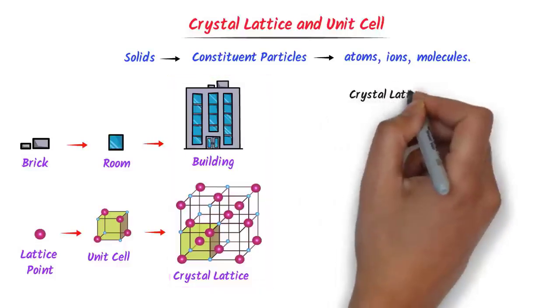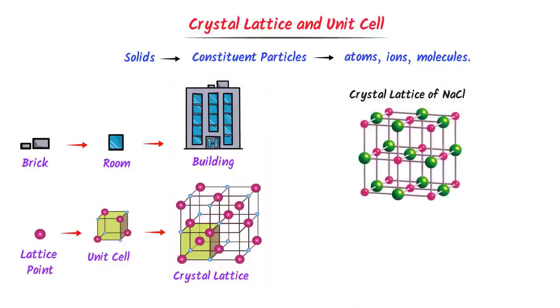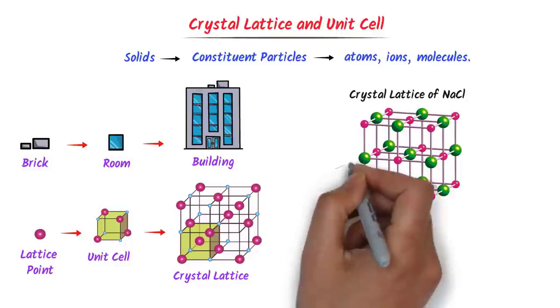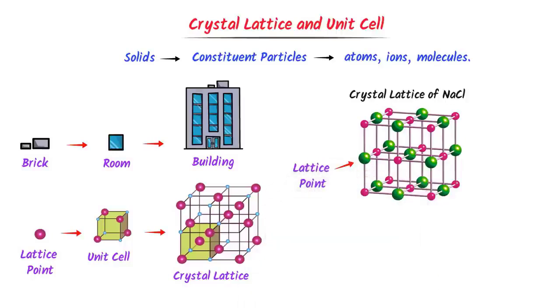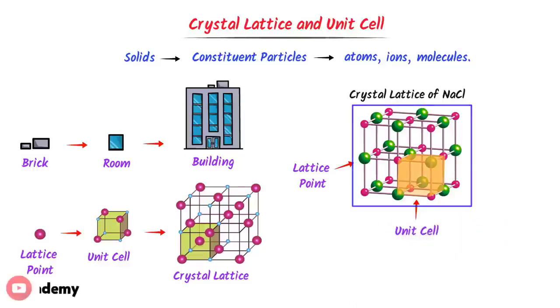Now consider this 3D structure of sodium chloride. Here, let me ask you, can you spot lattice points and unit cell in this crystal lattice? Well, this dot is one brick or one lattice point. This cube is one unit cell. This whole thing is a crystal lattice.